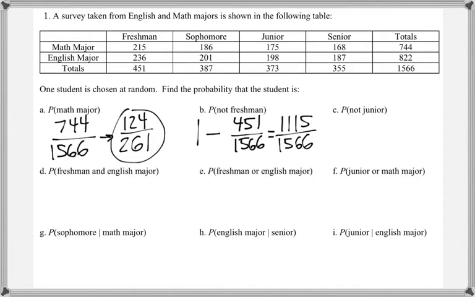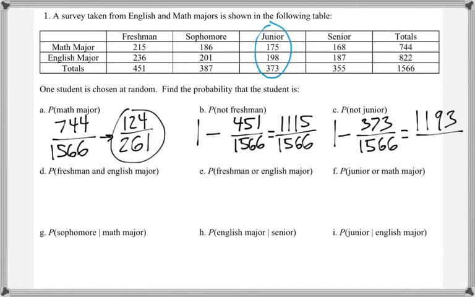Part C is probability that the student is not a junior. So there are 373 juniors out of the 1,566. So not a junior would be 1 minus this, which is 1,193 out of 1,566.